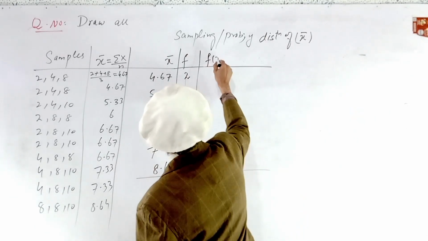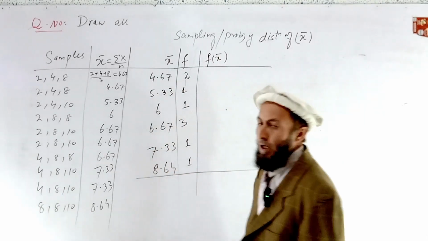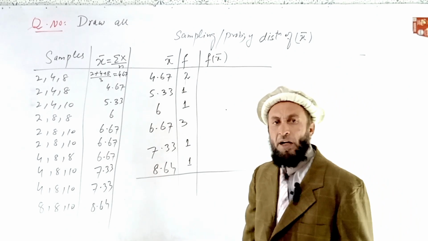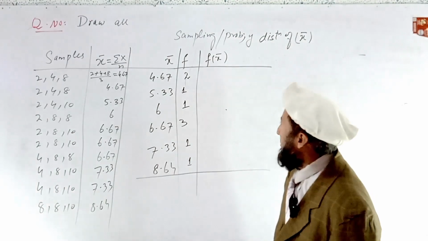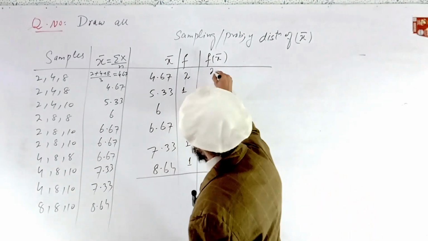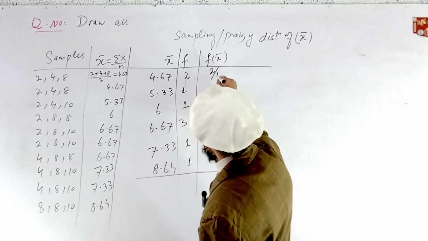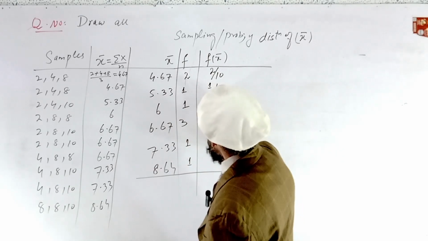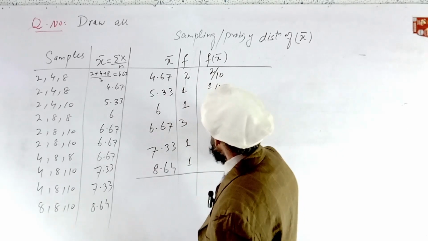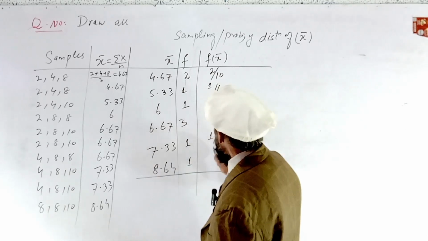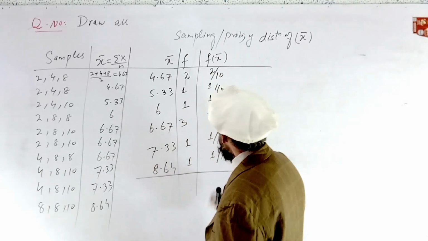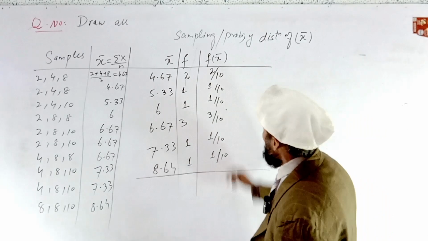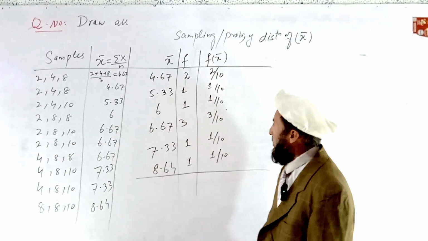Now, f of x bar means probability. Probability means the number of favorable outcomes divided by the total number of outcomes. Favorable outcome is here 2. 2 divided by total number of outcomes is 10. We have already calculated. Here is 1 divided by 10, 1 divided by 10, and 3 divided by 10, 1 divided by 10, and 1 divided by 10. So now look here, this must be 10 divided by 10. So the probability must be equal to 1 here.